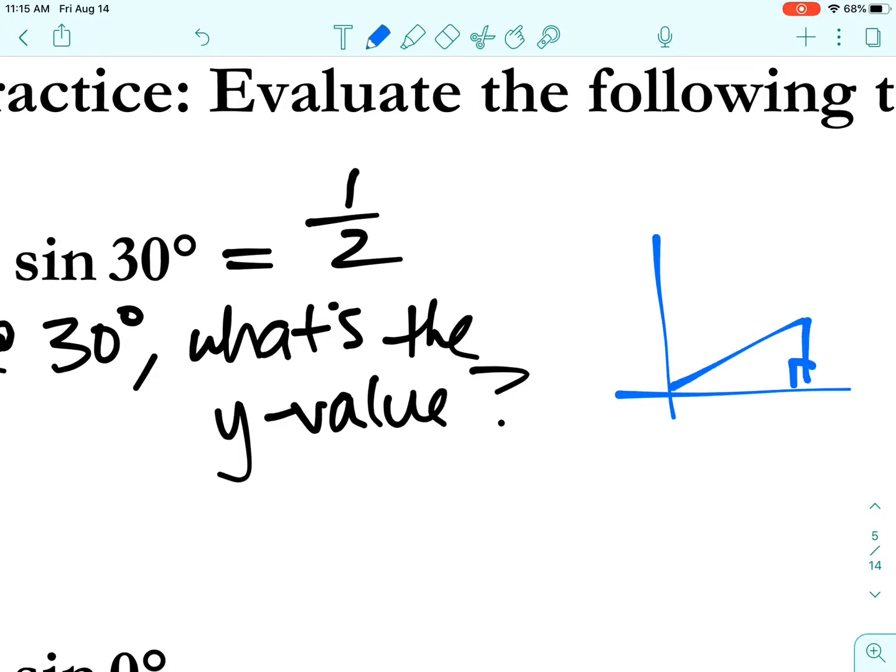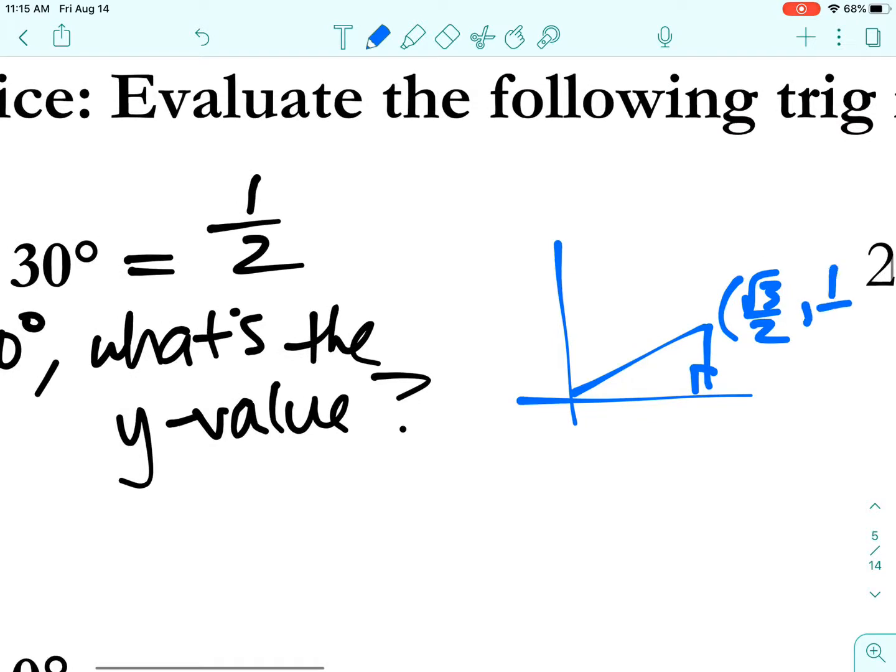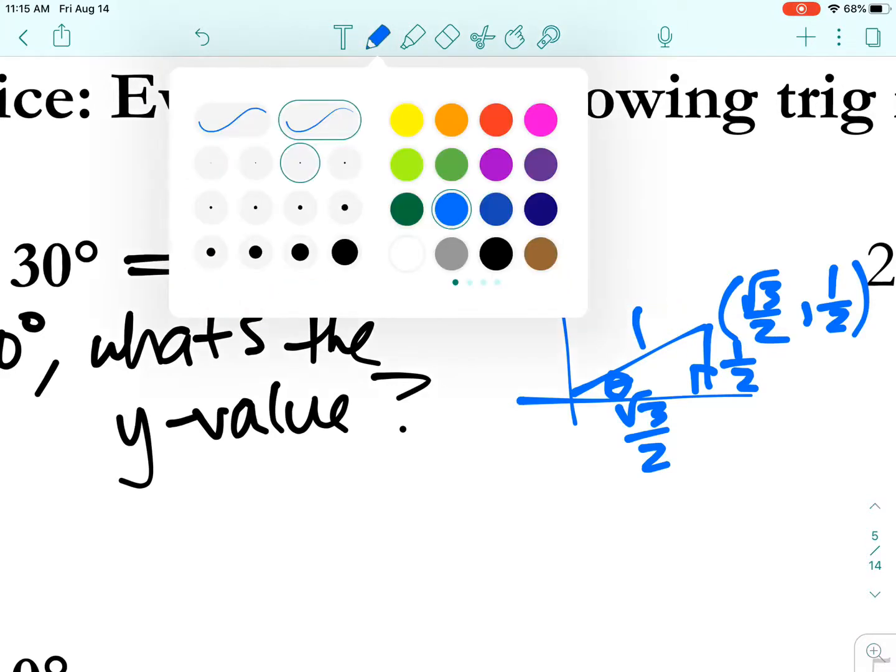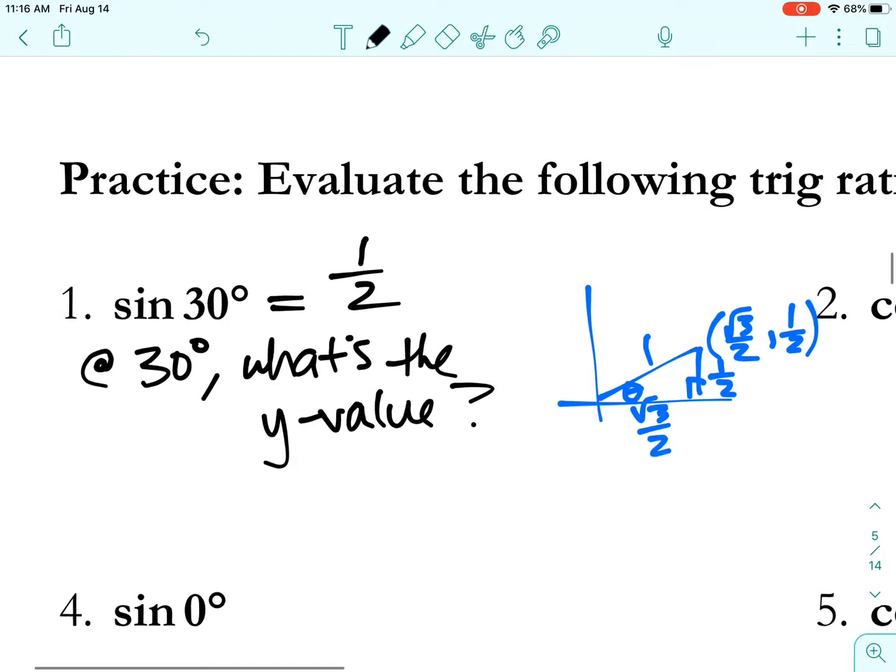It's the 30, 60, 90. This is √3/2 and 1/2. And remember, that means that this side is 1/2, this side is √3/2, and this side is 1. Remember that sine of 30 degrees is just opposite over hypotenuse, or y/r. So you still get 1/2, but there is a much faster way to just refer to the unit circle instead. So just keep that in mind.